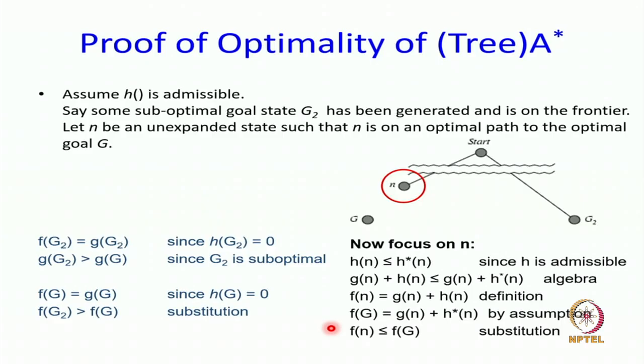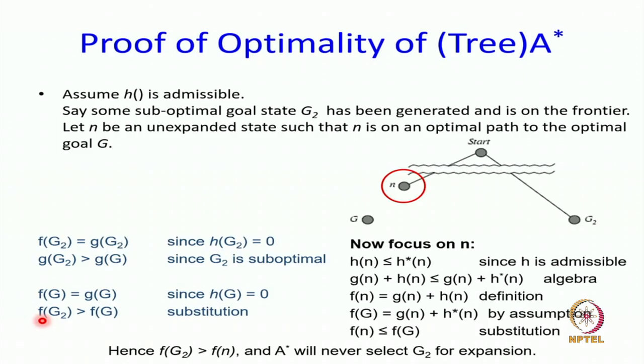Now, what are the things that we know? We know that f of n is less than or equal to f of g and f of g is less than f of G2. That means f of n is less than f of G2. If f of n is less than f of G2, what should my A star algorithm have done? It should have expanded n, but it expanded G2, therefore, there is a contradiction. That is my proof. It is really a one slide proof.